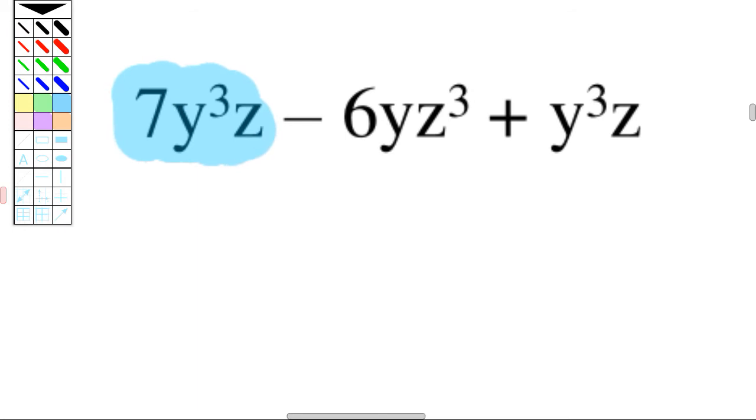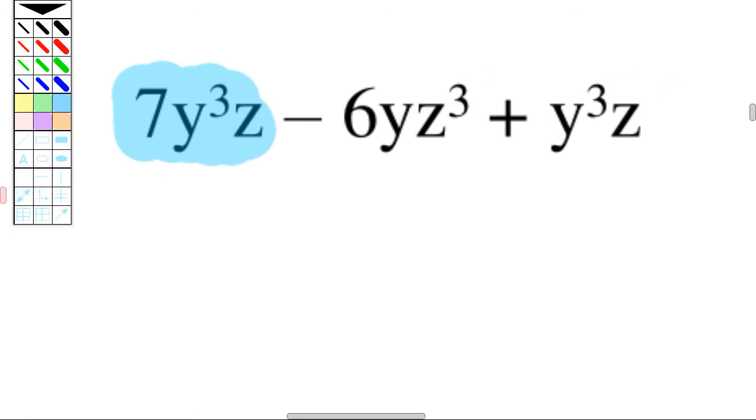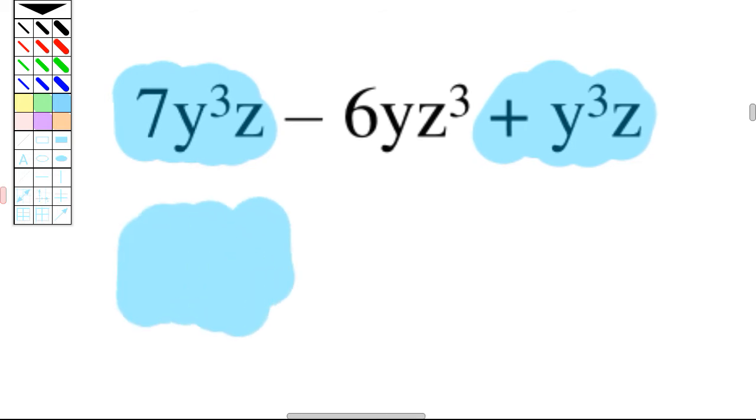7y to the third power, or sometimes we say cubed, y. So do I see any other y cubed z terms? No, it's backwards. Y cubed z, which means these are like terms. So I'm going to combine those. We do that by adding or subtracting the coefficients. What is the coefficient of the first one? 7.